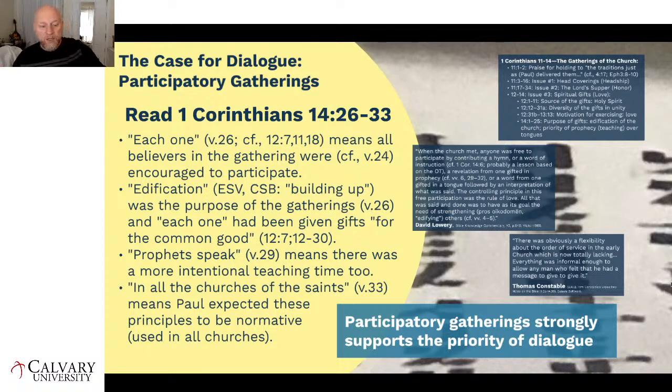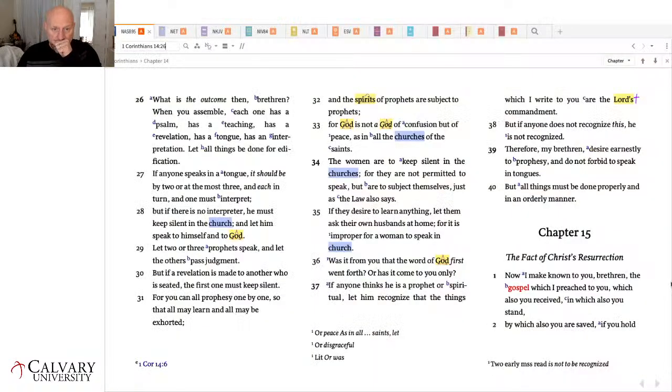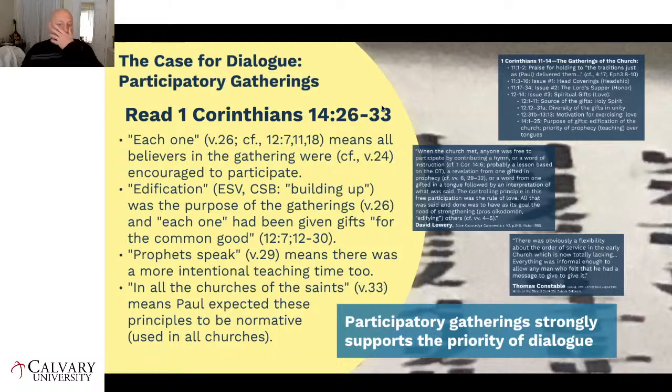But then, did you notice that he says in verse 32, and the spirit of prophets are subject to prophets, which means that the other prophets would then dialogue about what one of the prophets said. And so I think this indicates that there was dialogue between these prophets, and if the whole church was invited to participate in that discussion, then they could.